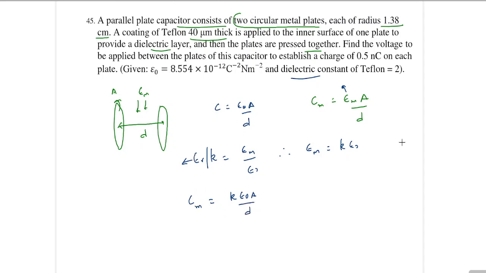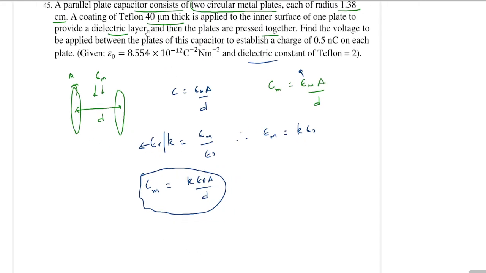Again, write the data given. I'm not writing it here, but whatever data is given, just write it once so that it becomes easy to identify the question. So this is capacitance in presence of a medium. But here, a small Teflon coating is applied whose thickness is around 40 micrometer, and then the question says, after applying this Teflon coating, the plates are pressed together.